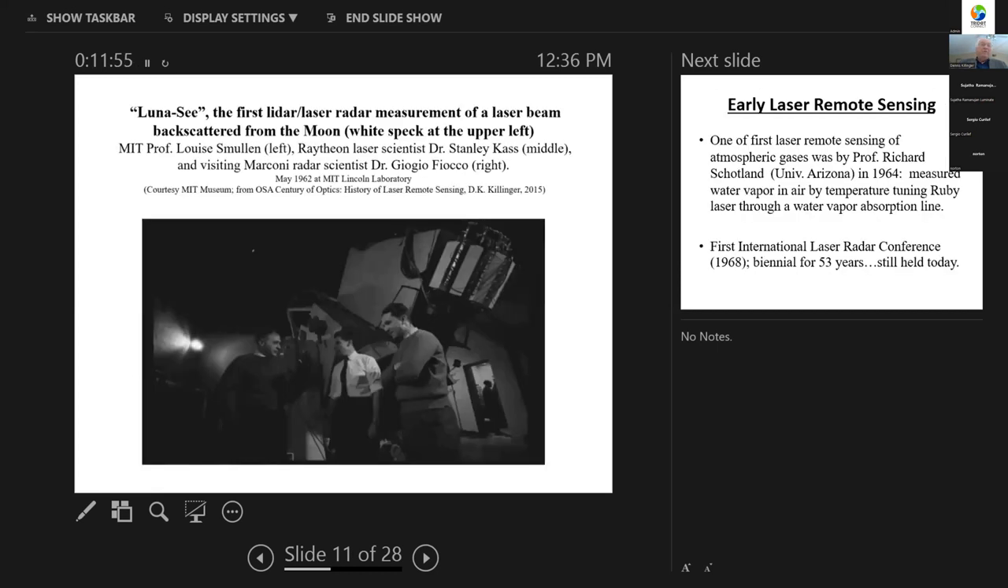A photograph of this, this is kind of neat because this shows the 3 main characters for this, and that is Professor Smullin on the left, a physics and applied engineering professor at MIT, and Stan Kass, who was at Raytheon, the laser guy, and then also Giorgio Fiocco from Italy. And at the time, he was a radar scientist from Italy, and they happened to be together.